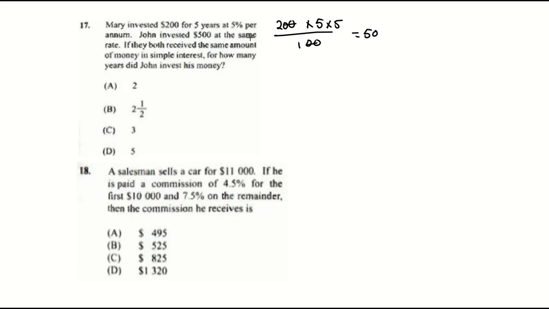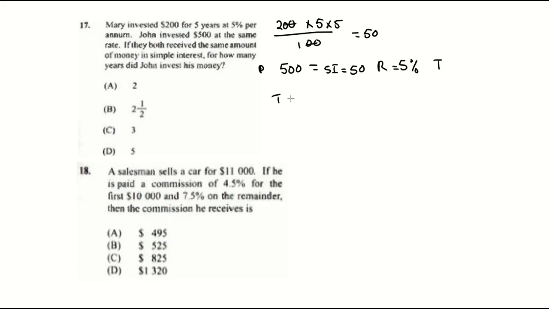They said that John invested, is that 500? Right? His principal is 500. They say that he received the same amount, so his simple interest would be 50. His rate is equal to 5%, right? So yeah, and they want to know the time.